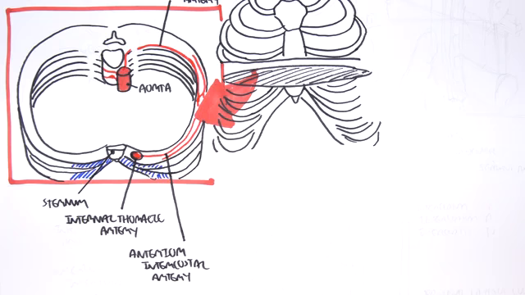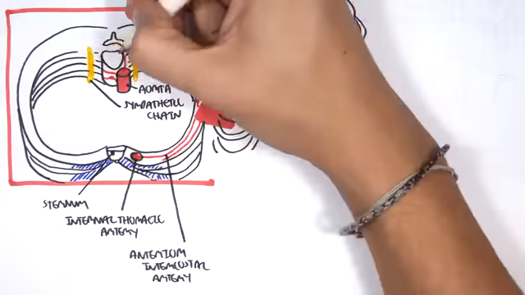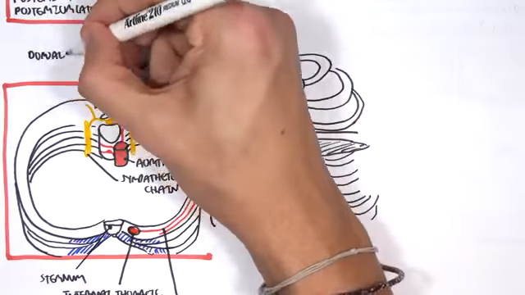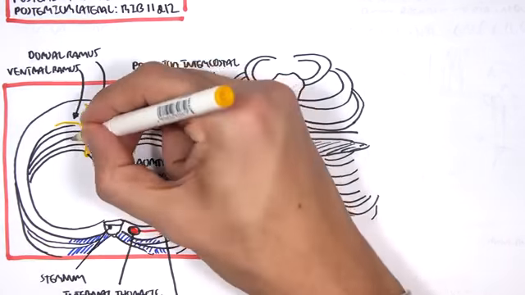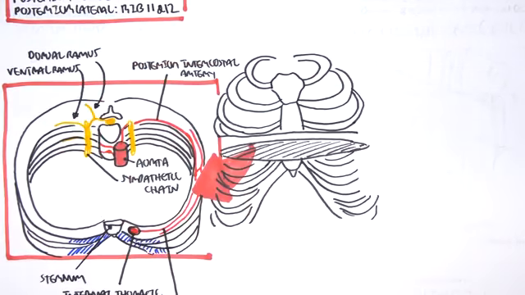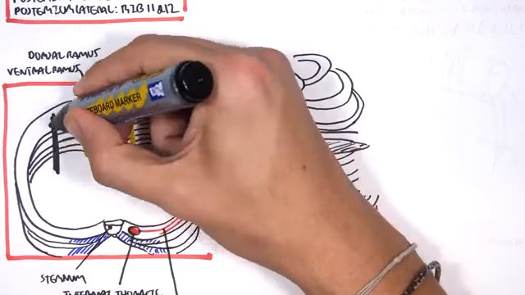Let's look at the nerves now. The nerves come off the sympathetic chain here. We have the dorsal rami and the ventral rami, and these essentially form your intercostal nerves. Your intercostal nerves are important because this is how we perform a nerve block, which we'll talk about later.